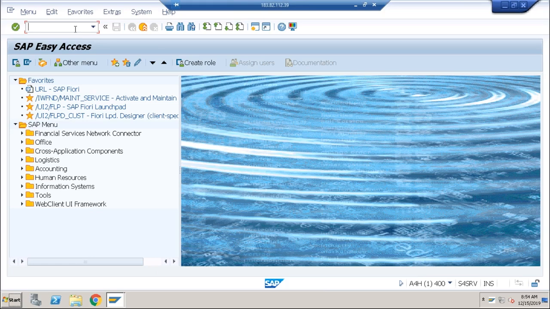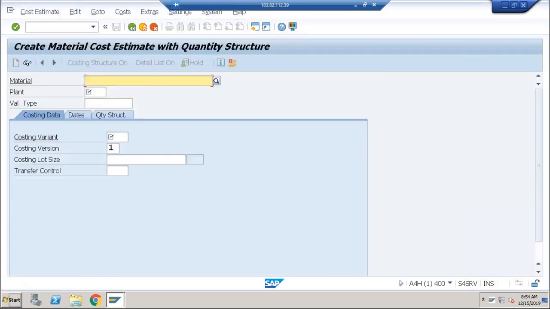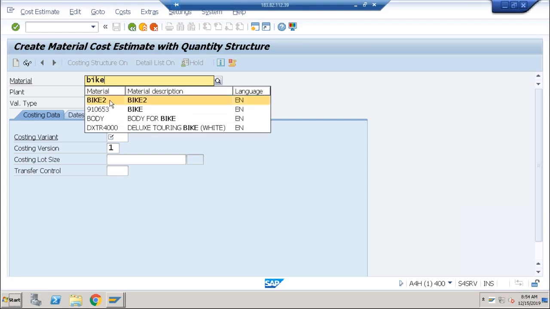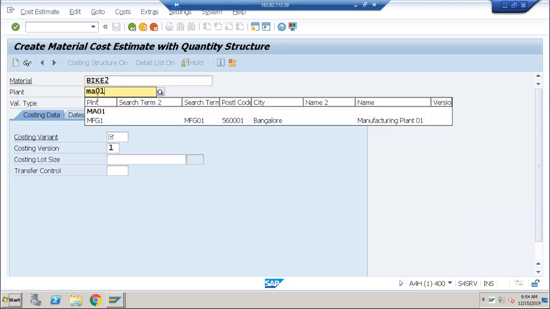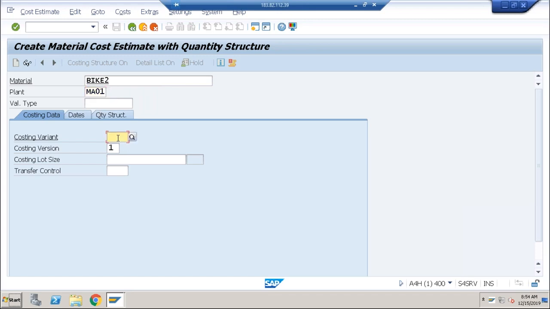Okay, let me show you one thing. See, this is a transaction that we normally use to calculate the standard cost of the product, CK11N. This we will also be seeing once we have the material available. So I'm showing you one material where I have done all the configuration. There is one material called bike. In my last batch, I took the example of the automotive company. So this is bike for plant MA01. This is the plant, and the costing variant I'm using is the standard one, PPC1.